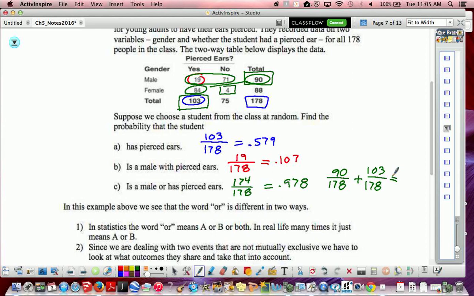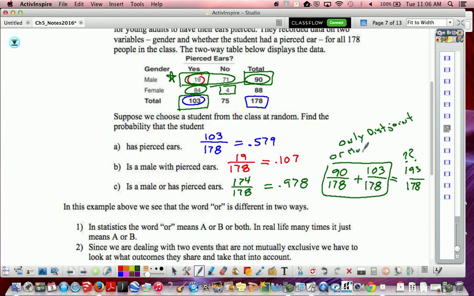Asia? Because the 90 males includes the 19 males that have pierced ears. Ah, so they actually have something in common. Okay, so if you add these two probabilities together, you get 193 out of 178. Can you actually have a probability that's greater than 1? No. So that tells you, well, wait a second, something's wrong. What we're doing here is, if we add the probabilities, that works only if they are disjoint or mutually exclusive.